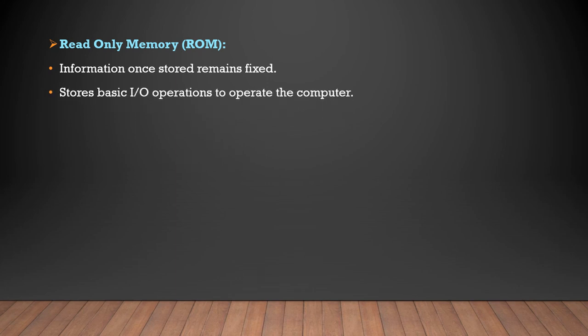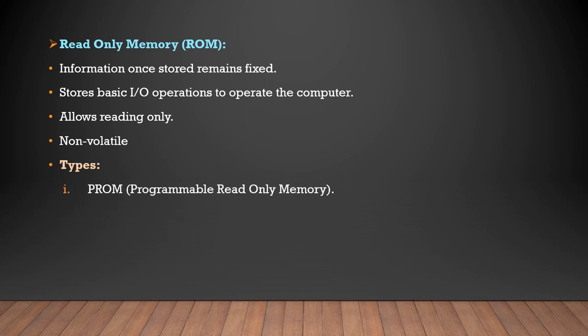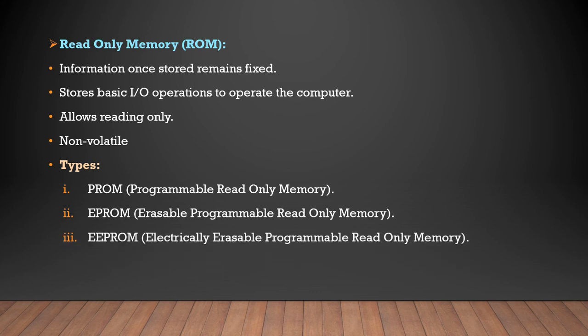Next is the read-only memory, that is ROM. In ROM, information once stored remains fixed, that is, it cannot be changed. So, ROM can only be read and used. ROM stores basic input-output instructions to operate the computer. ROM allows only reading, that is, we cannot write on it. ROM is non-volatile, that is, its contents are retained even when the power supply to the computer is switched off. Various types of ROMs are, first one is PROM, that is, programmable read-only memory. Next is EPROM, that is, erasable programmable read-only memory. And lastly is EEPROM, that is, electrically erasable programmable read-only memory.